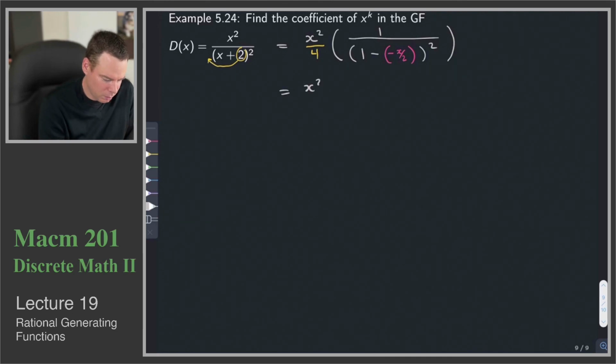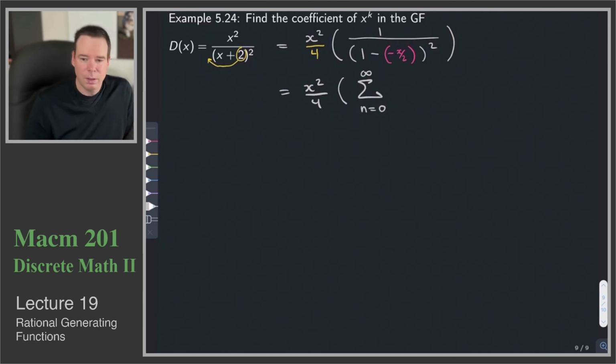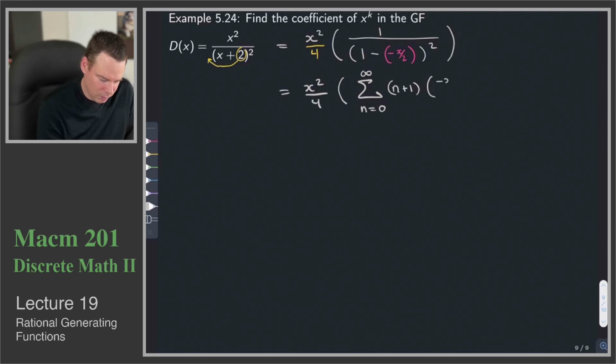And so now we can continue on. This becomes x squared over 4, and this is the rational function for this series. n goes from 0 to infinity of, the coefficients are consecutive integers, so n plus 1, and then it was a substitution of that known series we had where we substituted negative x over 2 in for x. And so that's it to the power of n. And so there we go.